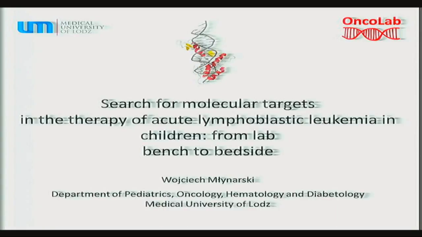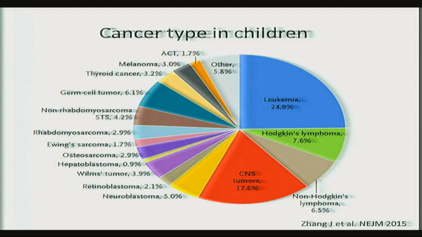We need international collaboration with a very specific disease like acute lymphoblastic leukemia, because this disease is very rare as compared to Hodgkin lymphoma and other diseases. This is an unusual disease. But if you look at the cancer types among pediatric patients, you see that leukemias are the most frequent diseases, and among acute leukemias, acute lymphoblastic leukemia is the most common.